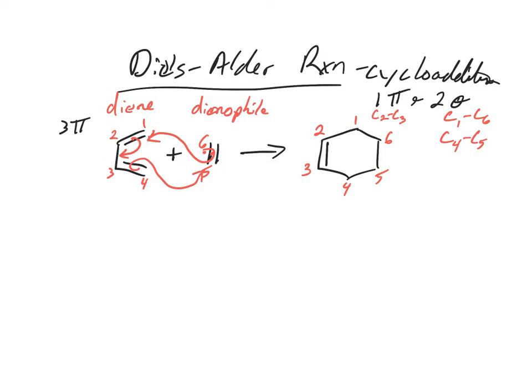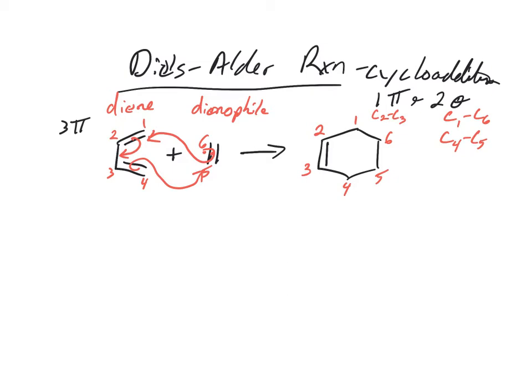A diene and a dienophile come together, start with 3 pi bonds, and out comes 1 pi bond and 2 sigma bonds. Another thing you look for: the new pi bond always forms on the diene side, where there wasn't a pi bond before on the diene. That's the basic thing to look for.